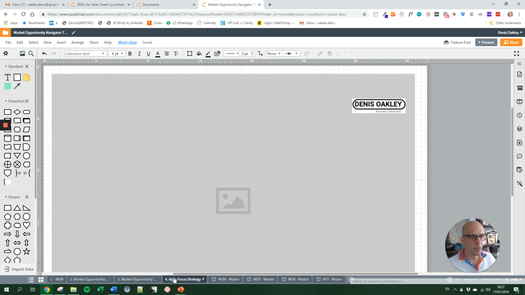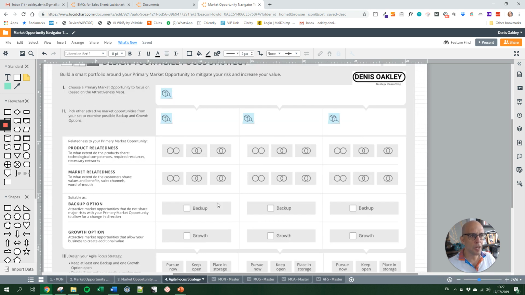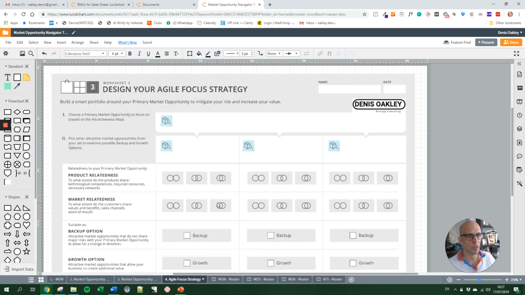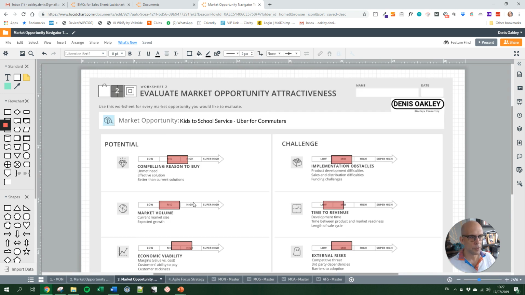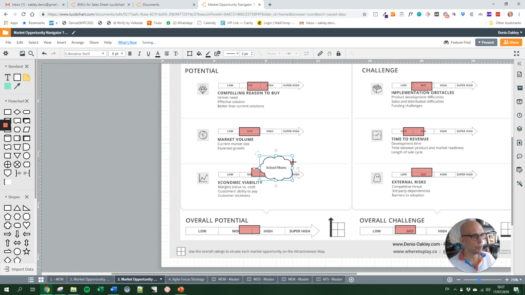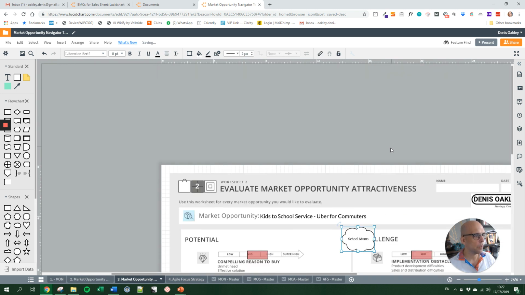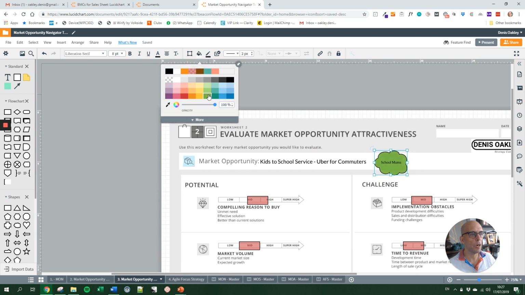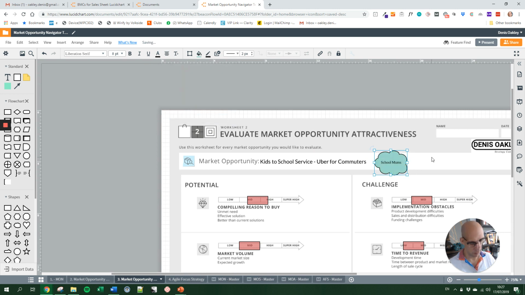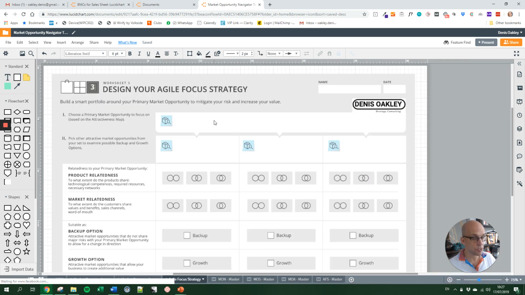But what I'm going to do now is come on to the third sheet here into our market opportunity thing. So we're going to just take the school mums. Oops, let me just put this. Oopsie, let's put her in green there. Which color? I think it was that one. Right, and then let's go to the agile focus strategy. So we're popping in the school mums.